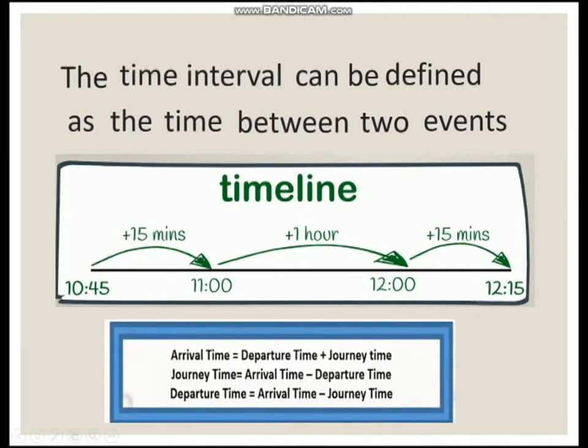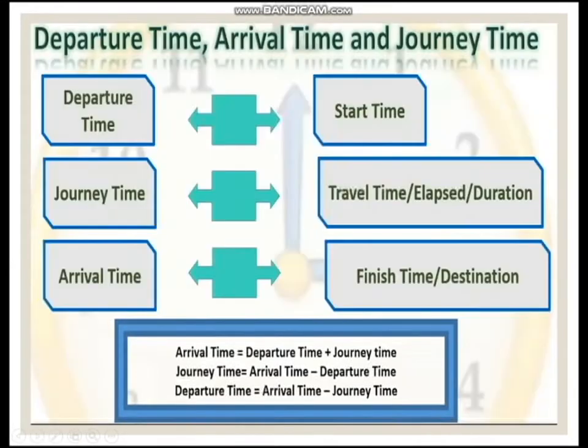So let's have a look. Departure time means the start time, when the journey or an event started. Journey time is the travel time, which is also called the duration. Arrival time is the finish time or destination.